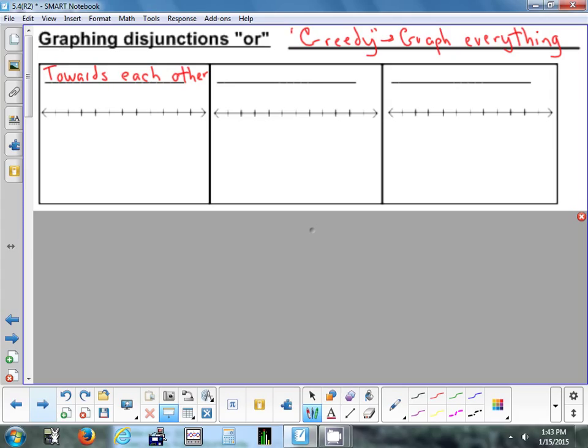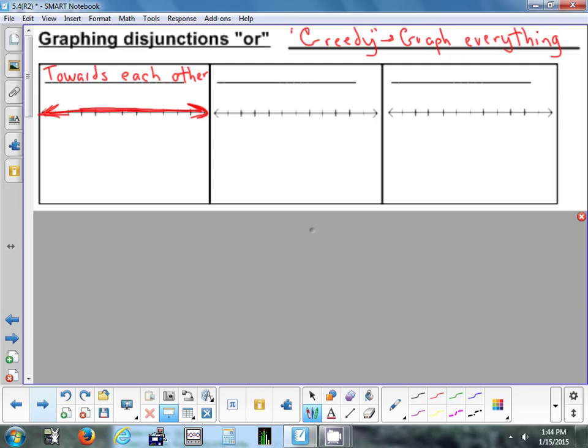We're doing an or, so we're greedy, which means we're going to shade in that whole number line. If we have a situation where my lines, when I graph, cross each other, that's going to cover the whole number line. So we're going to shade the whole number line in. Everything. That means everything. What did we call that yesterday? If I could pick any number and it works. Anybody remember? All real numbers.